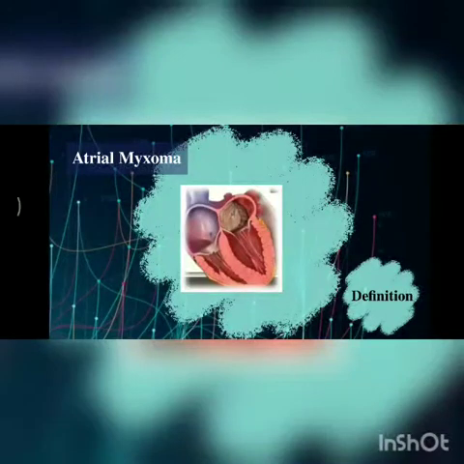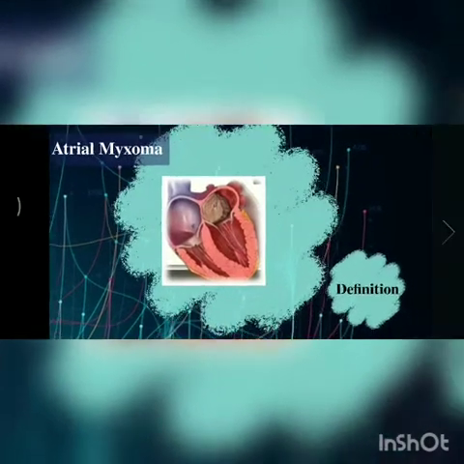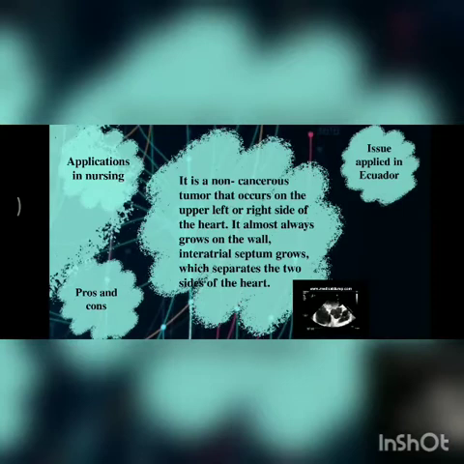Atrial Myxoma. Definition. It is a non-cancerous tumor that occurs on the upper left or right side of the heart. It almost always grows on the wall. Interatrial septum grows, which separates the two sides of the heart.